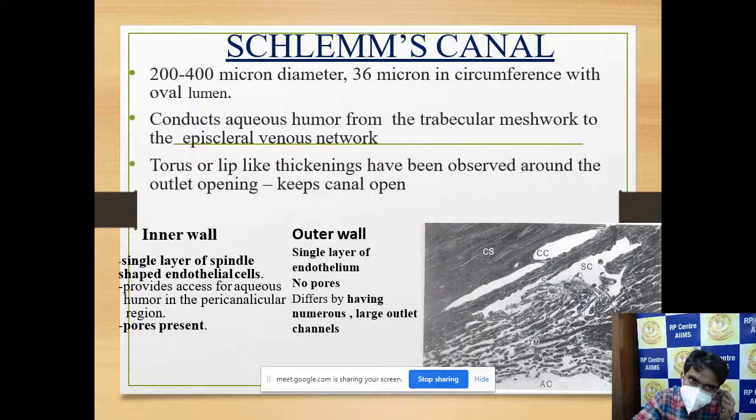Schlemm's canal is 200 to 400 microns in diameter, with a circumference of 36 millimeters, which conducts the aqueous from the trabecular meshwork to the episcleral venous network. Schlemm's canal has two walls, an inner wall and an outer wall. The inner wall is a single layer of endothelial cells arranged in spindles and having pores to connect to the outer wall. The outer wall has a single layer of endothelium with no pores. The outer wall has a torus or lip-like thickening observed around the outlet, which keeps Schlemm's canal open.